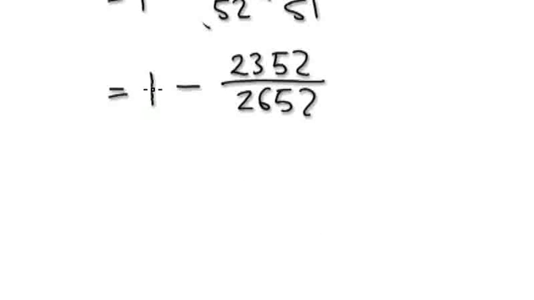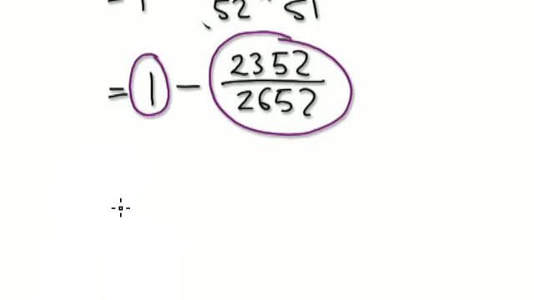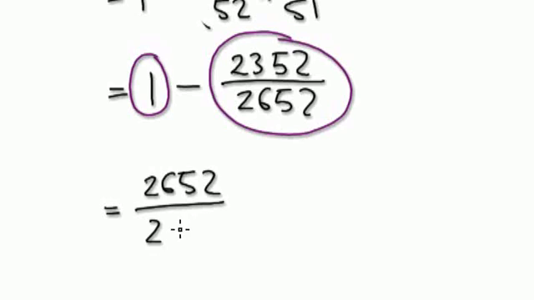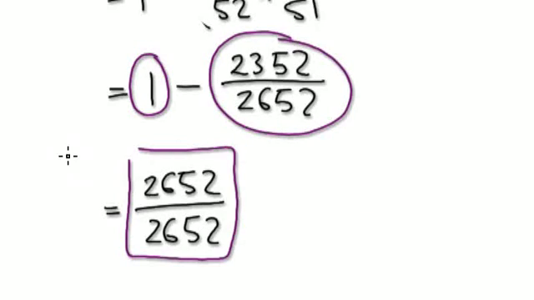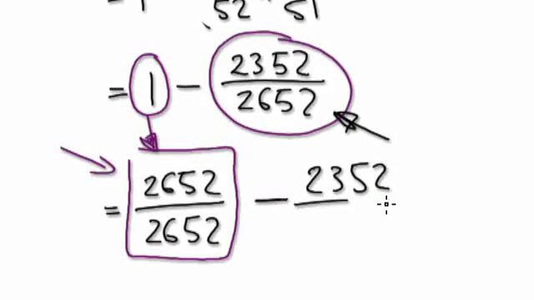So now it's just getting this, take away this. I'm going to rewrite the 1 as a fraction, as 2652 over 2652. Remember, this whole number here is actually 1 because the two numbers are the same. I'm just rewriting the 1 as this number here. Okay, take away this number here now. So that will be 2352 over 2652.